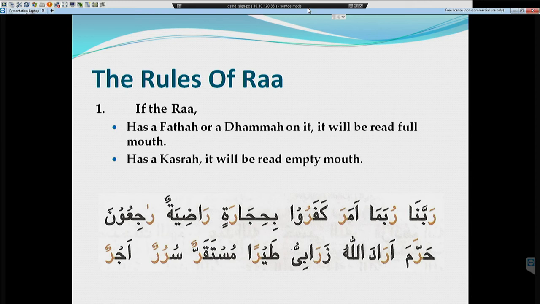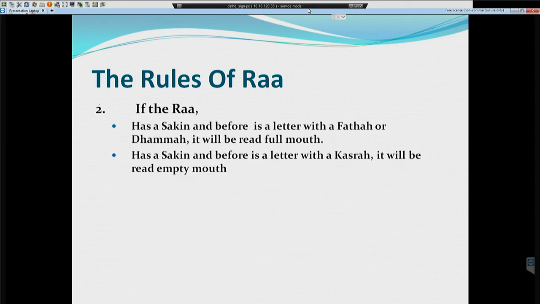And then the kasra will also have, there's no examples for the kasra, nothing's coming to my mind right now. But if the ra has a kasra on top of it, it will be read empty mouth. Number 2. The first one was the ra had a mutaharrik, right? It has a haraka on it. Second one is going to be when the ra has a sakin on it.